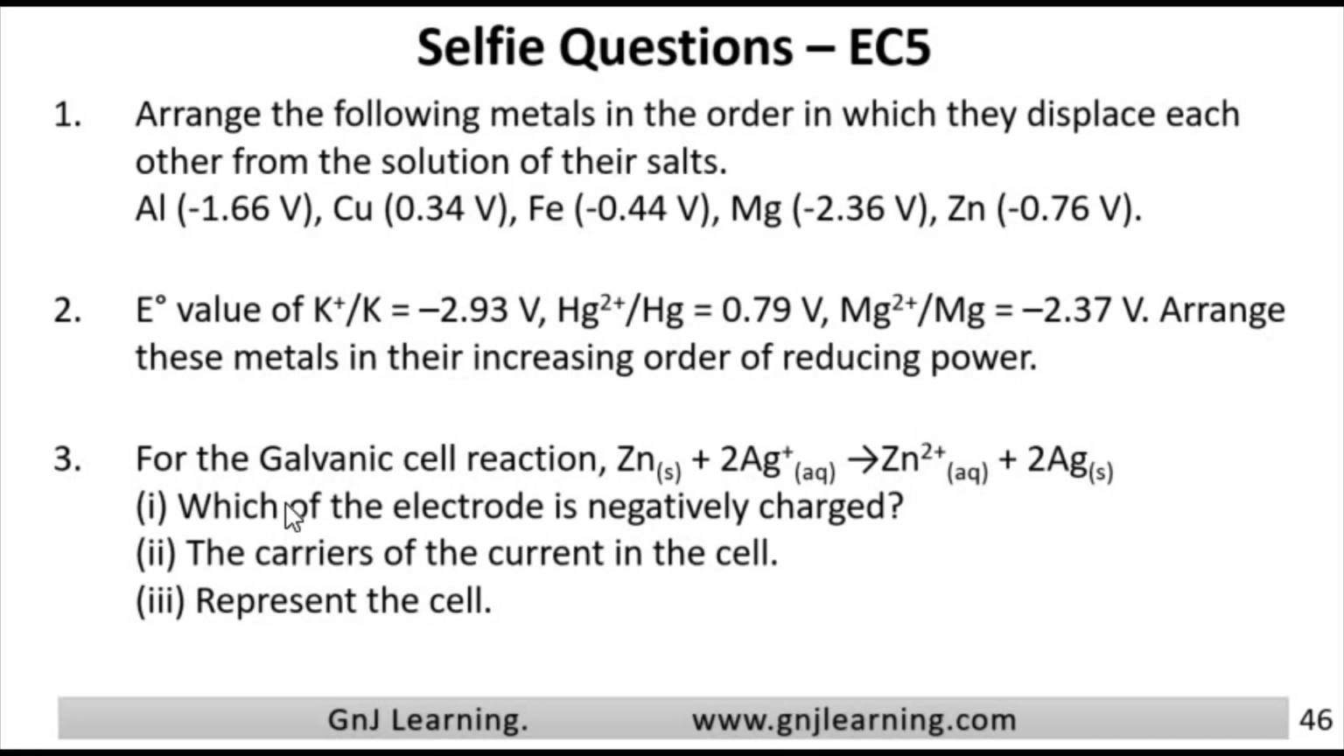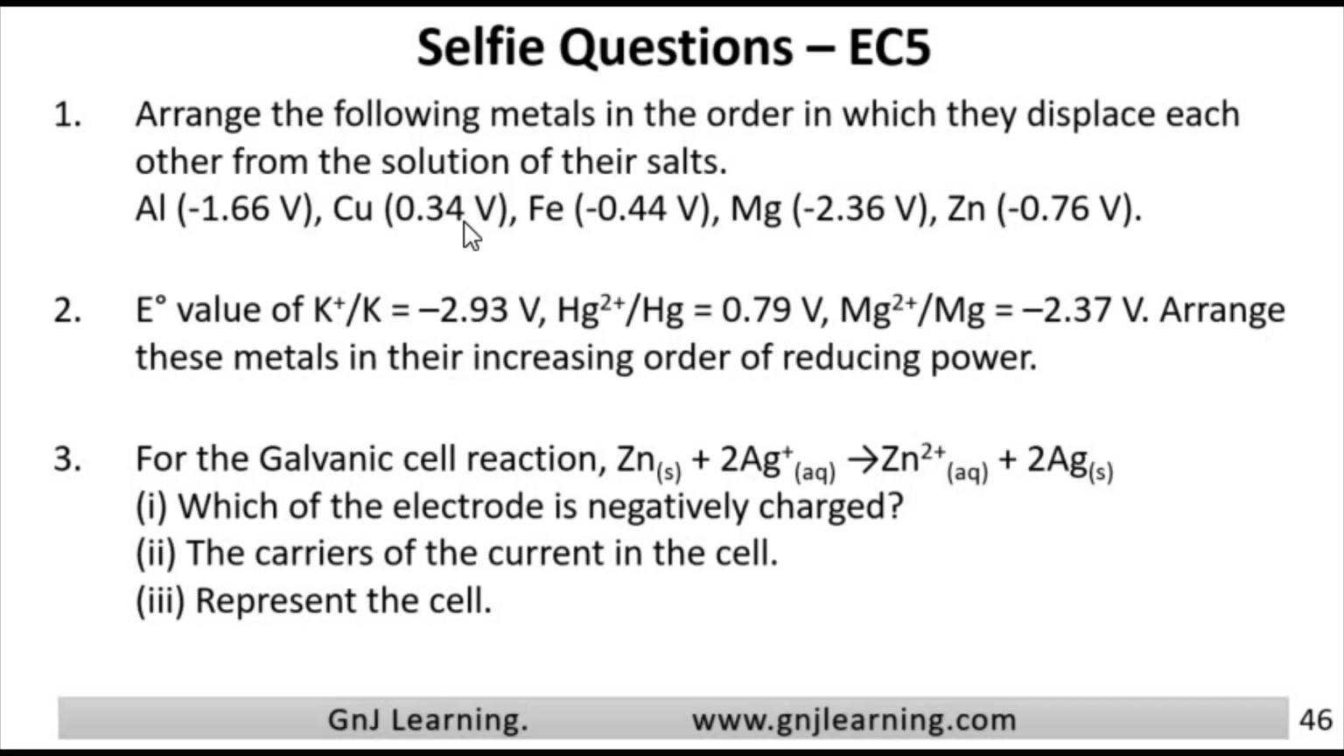So next is Self Check Questions 5. What you have to do is pause the video, read the questions, answer them, and once you have completed your answers, come back, resume the video and evaluate your answers. So question number 1: arrange the following metals in the order in which they displace each other. There are certain metals given along with their E0 value. You should arrange the metals that will displace other metals from the solutions of their salts.